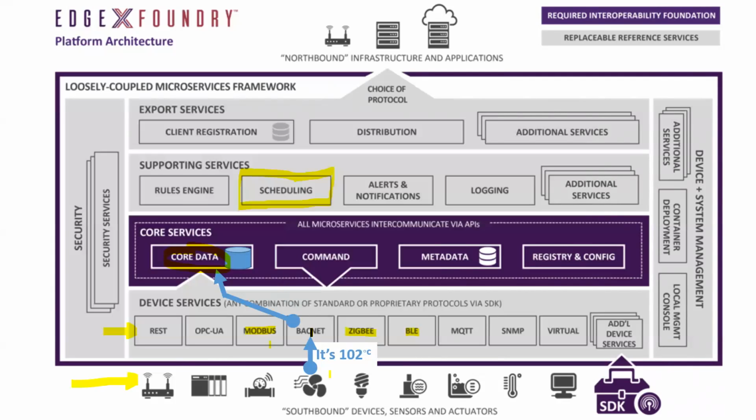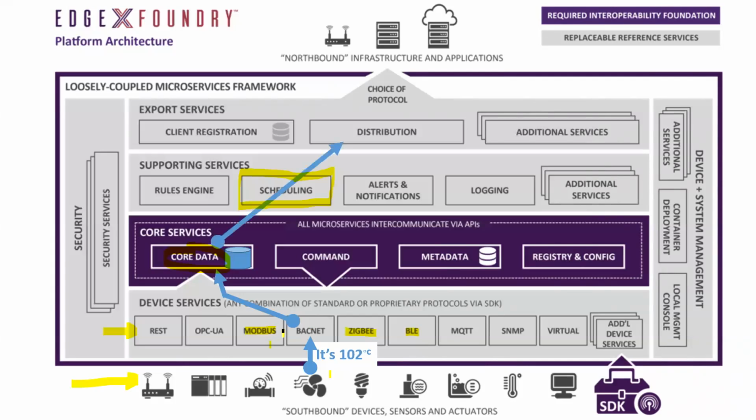Now, the important ingredient here is that the device service is going to communicate that data into some sort of format that everyone can understand. Maybe you don't understand BACnet or Modbus or whatever the protocol is. That doesn't matter. Device services will translate that into a nominal JSON format that then can be used throughout the rest of EdgeX and the rest of your enterprise.